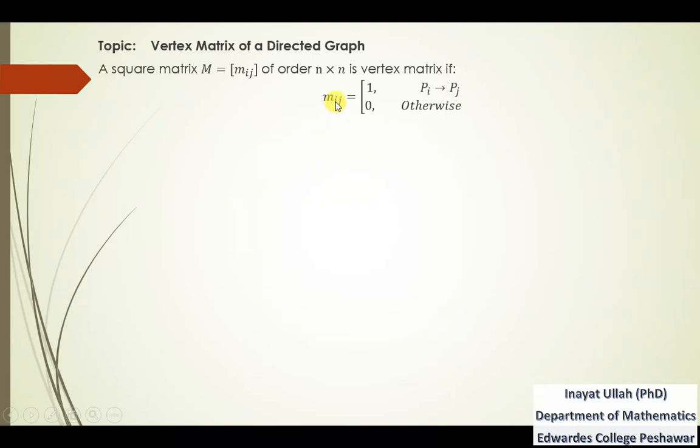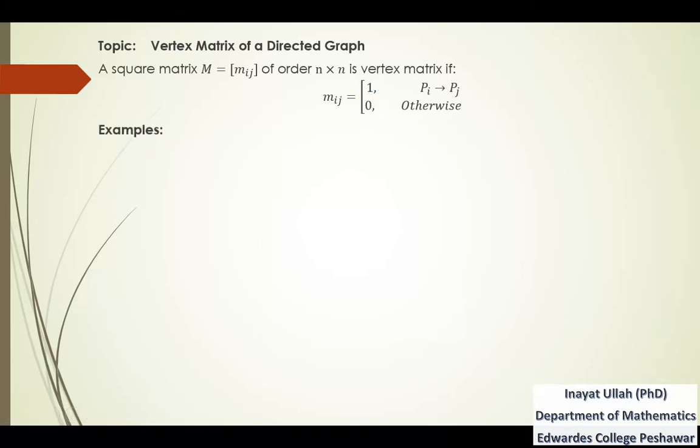So if this is M11, there must be a directed edge from P1 to P1. If that is M12, there must be a directed edge from P1 to P2. Anyway, if there is an edge between two vertices, the entry will be 1, and if there is no edge between two vertices, the entry will be 0. So it means that the vertex matrix only contains ones and zeros.